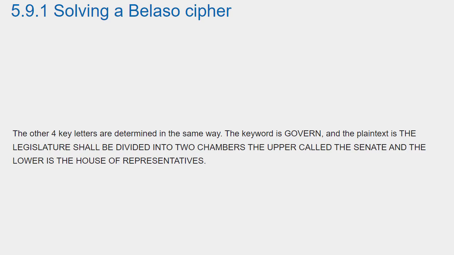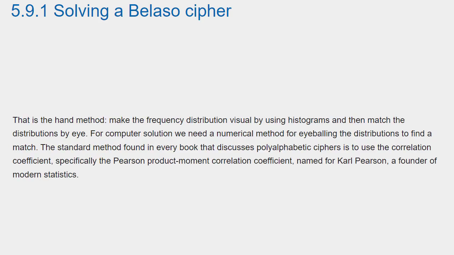and the plain text is, "The legislature shall be divided into two chambers, the upper called the Senate, and the lower is the House of Representatives." That is the hand method. Make the frequency distribution visual by using histograms, and then match the distributions by eye.